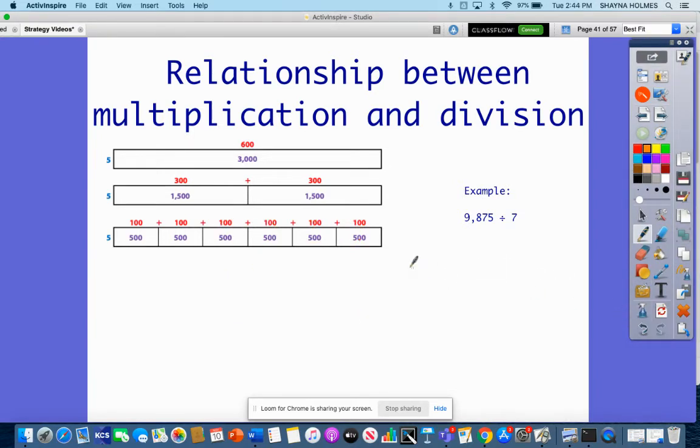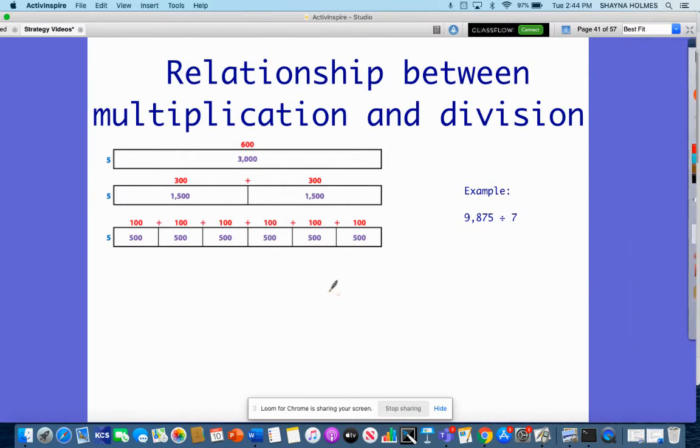I like to call this multiplying up. So if I had the number 9,875, now I know that's a really large number. You're probably not going to be dividing numbers that are that large, but just to show you, let's say that I wanted to see how many groups of 7 I would have.